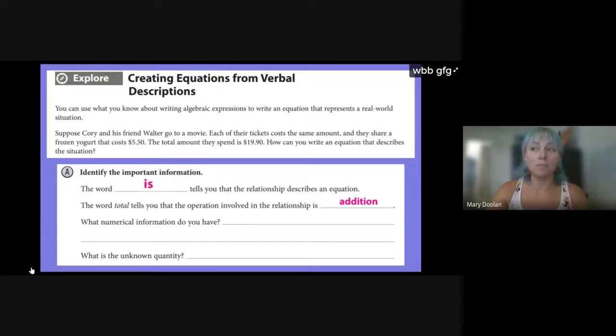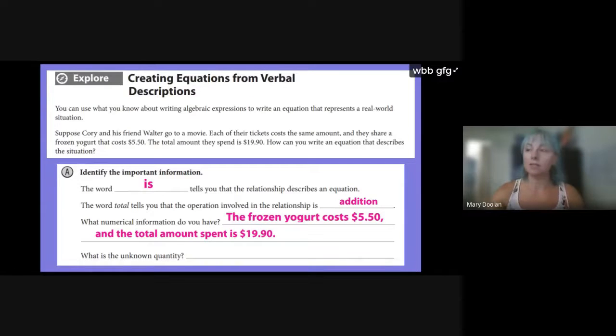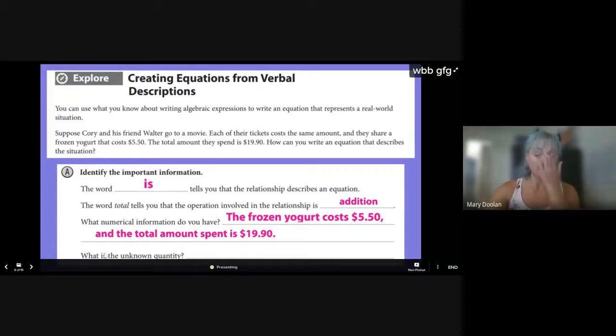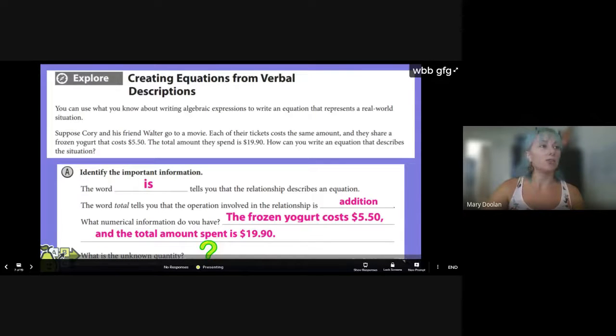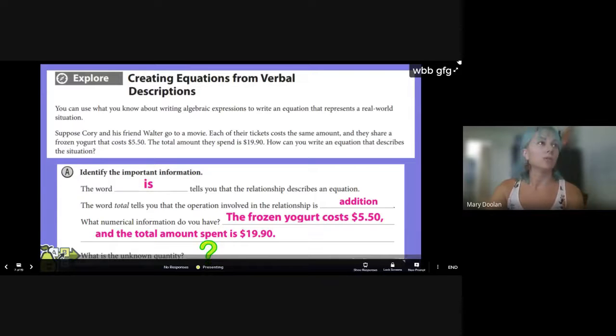What numerical information do you have? What numbers show up? Well, we know the frozen yogurt costs $5.50, and the total amount spent is $19.90. So then what is the unknown quantity? This is a Pear Deck slide for you. What is it we're trying to figure out? Multiple choice. You have 3 choices. What do we not know? That's what you're going to guess and figure out. So go to your Pear Deck slide, and you're going to choose one of those 3 options for what is the unknown quantity.